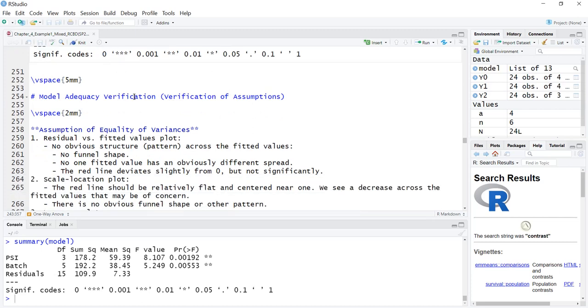So we're going to check for the adequacy of the assumptions, or model adequacy verification, or verification of assumptions.